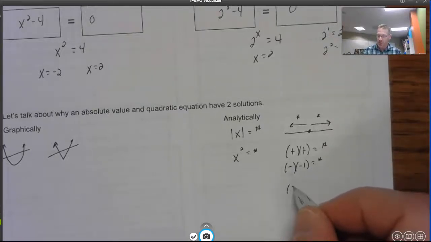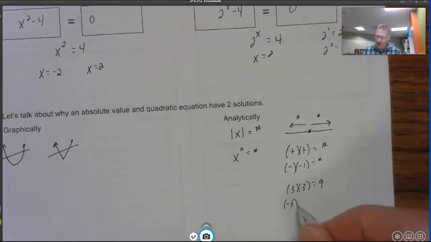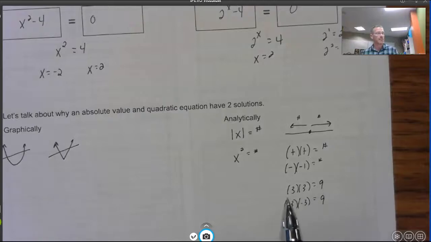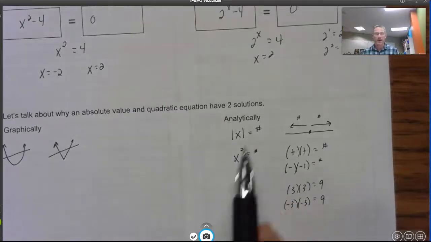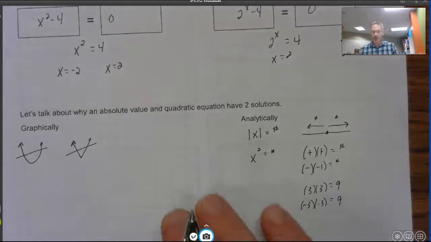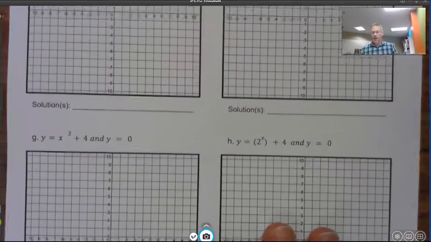So for example, 3 times 3 is 9, and -3 times -3 is also 9. So analytically, there are two numbers that give us 9: 3 times 3 and -3 times -3. And so that is why we get two possible solutions. Okay, so now let's keep exploring this a little bit more.